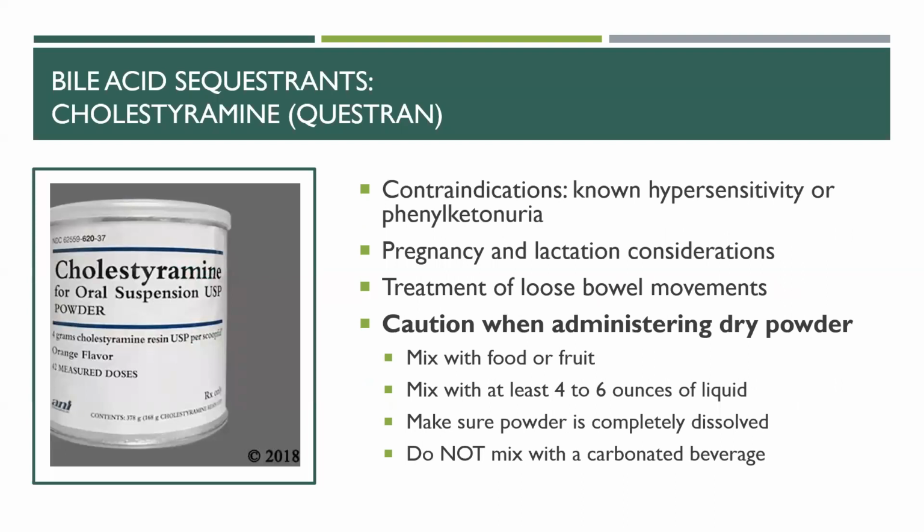The next one we have is our cholestyramine. With this one, it can be used for the treatment of loose bowel movements, and you want to use caution when administering dry powder. With these medications, you can mix it with food or fruit. You want to mix it with at least 4 to 6 ounces of water. Make sure the powder is completely dissolved, but you want it to kind of naturally dissolve. You don't want to spin it. And do not mix with a carbonated beverage. In NCLEX world, we avoid saying things like pop or soda. If they're trying to tell you that something is a Coke, it's going to say carbonated beverage. That's just their indication of telling you this is a soda, this is a Coke.